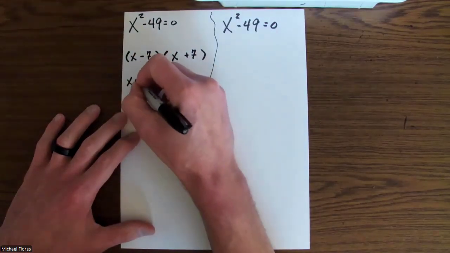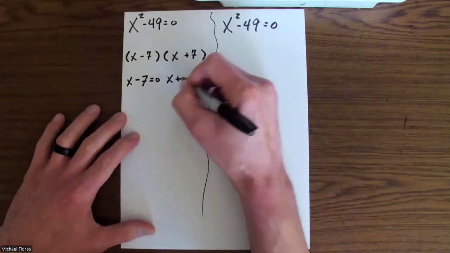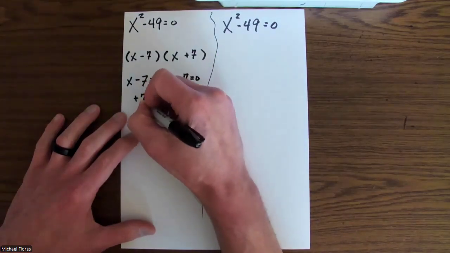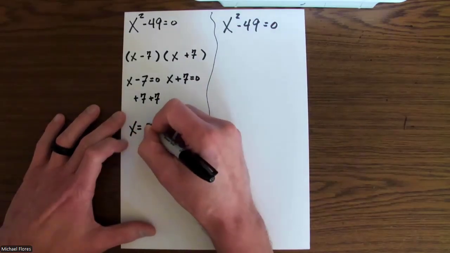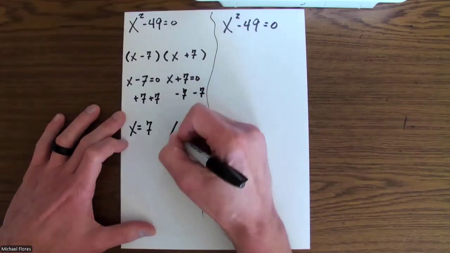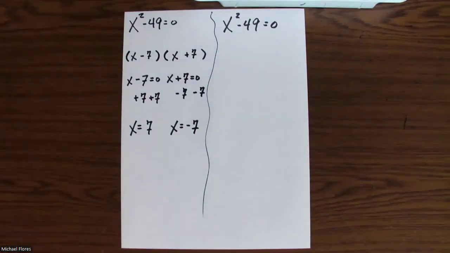Then we're going to take our factors and set them both equal to 0. And then solve. Here we have to add 7 to both sides. x equals 7. Here we'd have to subtract 7 from both sides. x equals negative 7. Okay, this you've already been taught.